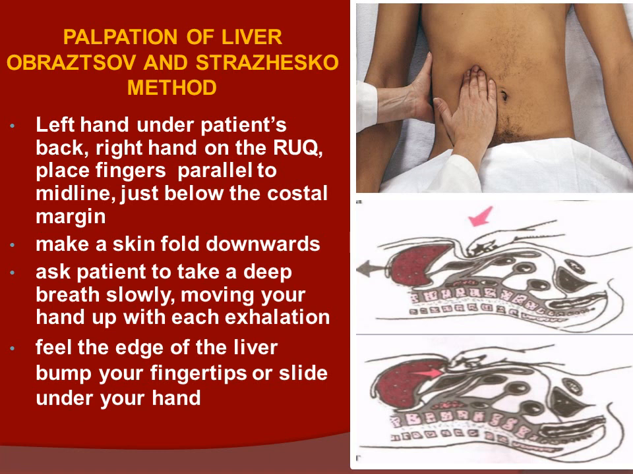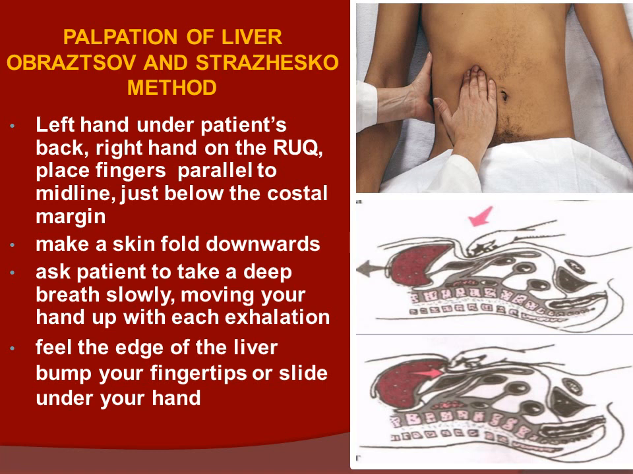Palpation of liver by Obraztsov and Strazhesko method. Purpose of this examination is detection of the inferior edge, definition of its location, form, consistency, character of surface, and tenderness. As the lower edge of the liver descends during a deep inspiration, it meets the examiner's fingers and slides over them. This palpation is passive, as the active role belongs to the liver's respiratory mobility rather than to the palpating fingers.